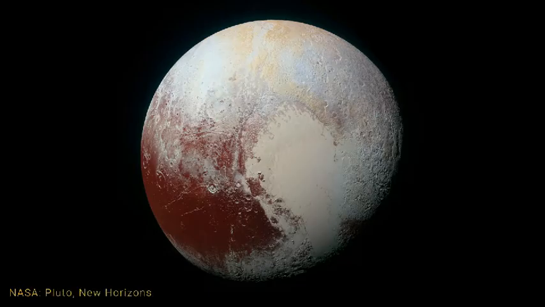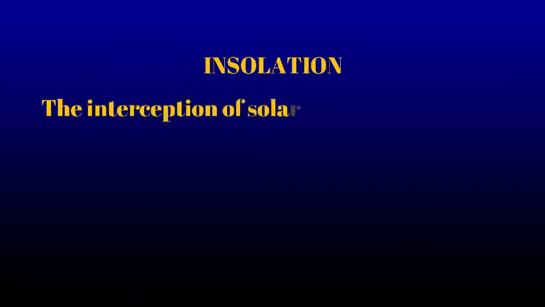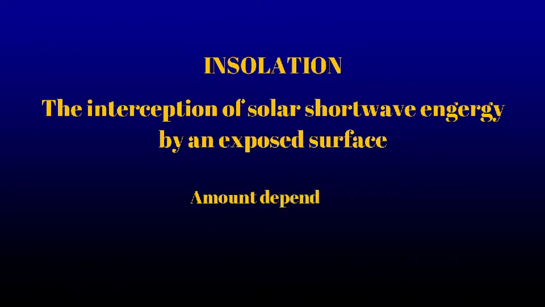An example would be comparing the wavelength signatures of Pluto and Venus. Venus has a very short wave pattern. The interception of solar shortwave energy by an exposed surface is called insolation. The amount of insolation for any geographic location depends on the sun angle and the length of exposure time.